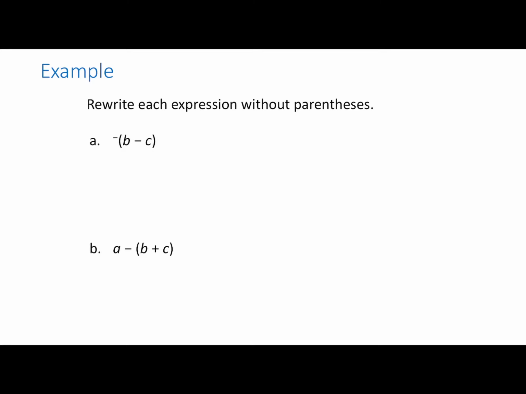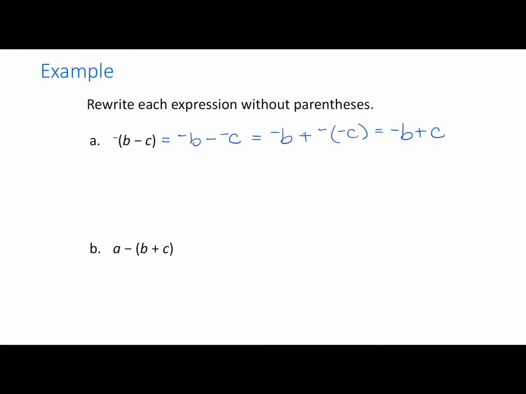All right, let's make sure that we can rewrite some things without parentheses. So I have negative the quantity b minus c. I'm allowed to distribute that negative in. So I get negative b minus negative c. And now I can write this a little nicer, using the same fact that we used on the last slide. That's negative b plus the opposite of c, which is negative b plus c.